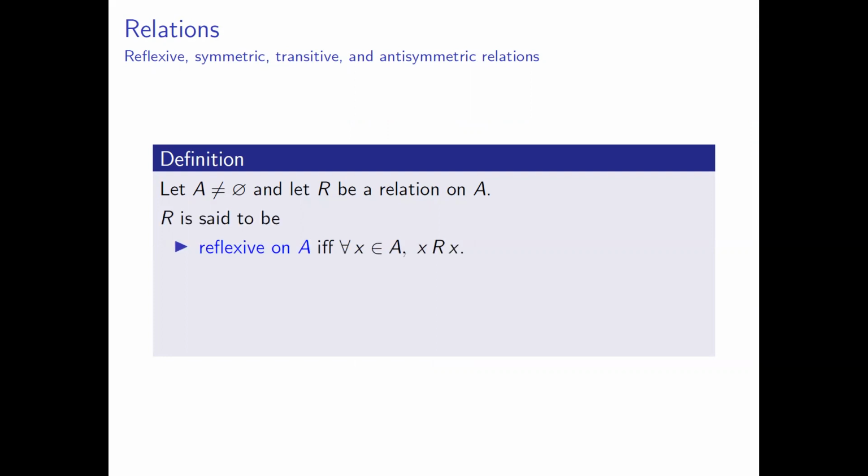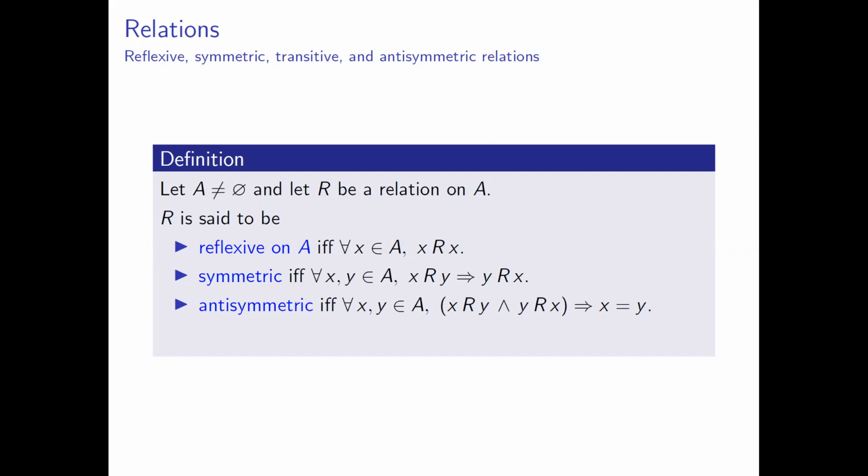R is said to be reflexive on A if and only if for any element x in A, x is related to itself under R. R is symmetric if and only if for any elements x and y in A, if x is related to y, then y is related to x. R is antisymmetric if and only if for any elements x and y in A, if x is related to y and y is related to x, then x equals y.